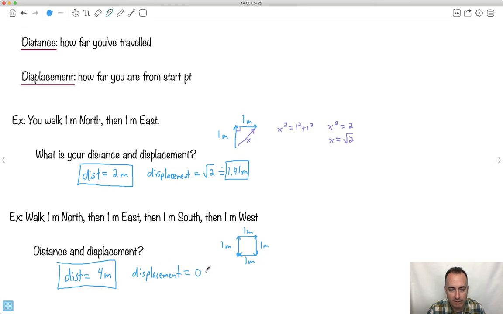So you notice that displacement and distance don't always have to be the same. Sometimes they are, but sometimes they're different. It all depends on what you did. Just be aware of that. So there is a difference between distance and displacement.